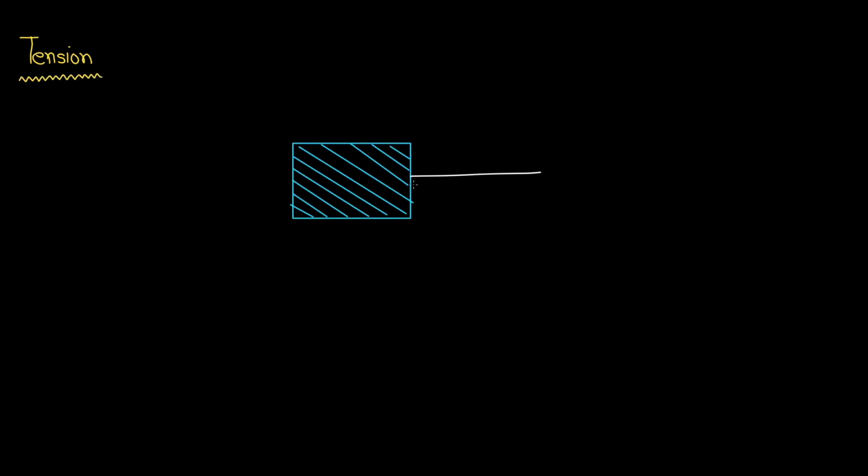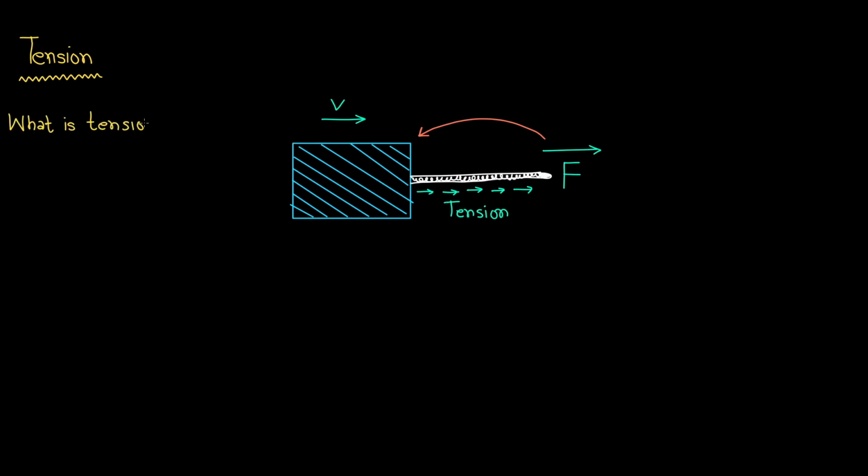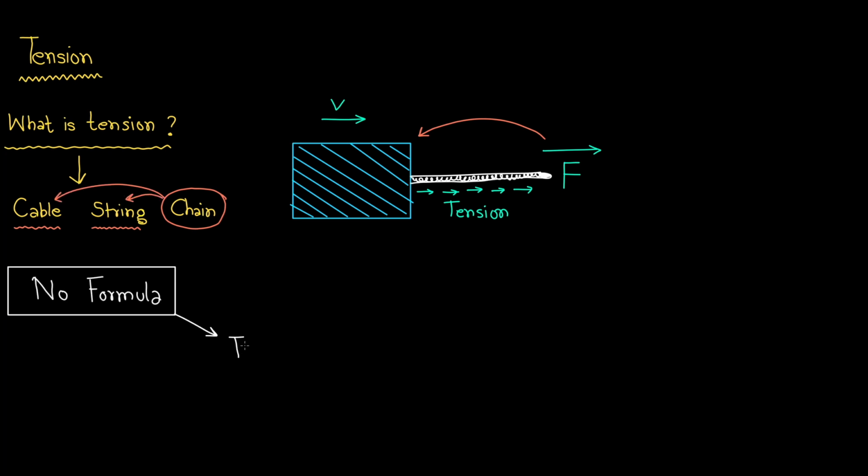Then comes tension. Assume you have an object with a rope connected to it and you pull on the object with a force. The object moves with a velocity, and all along this rope there is tension. Now tension, what really is it? Well, tension is a force which acts along strings, wires, cables, springs, and that sort of thing. And it acts all the way along the length of the string or the rope. Tension has no real formula because tension is basically the force you apply.